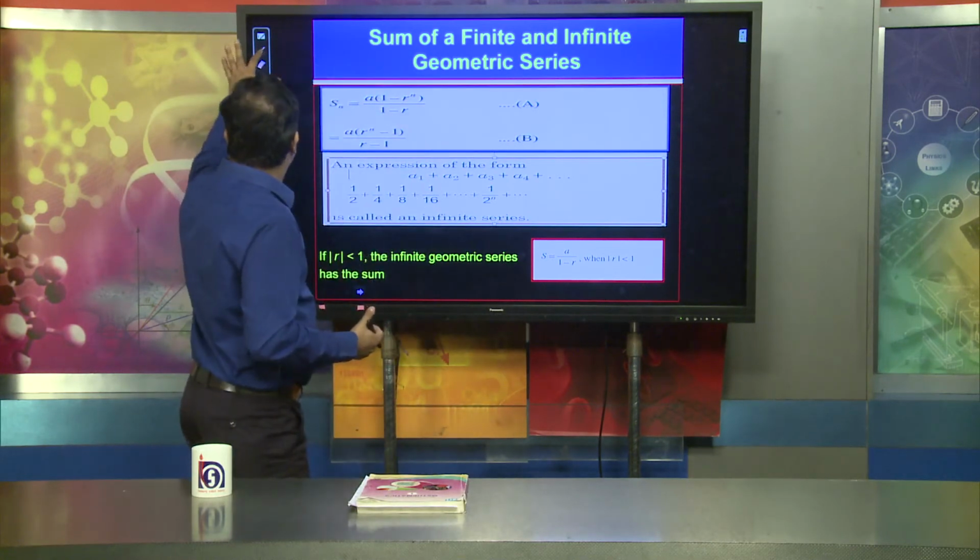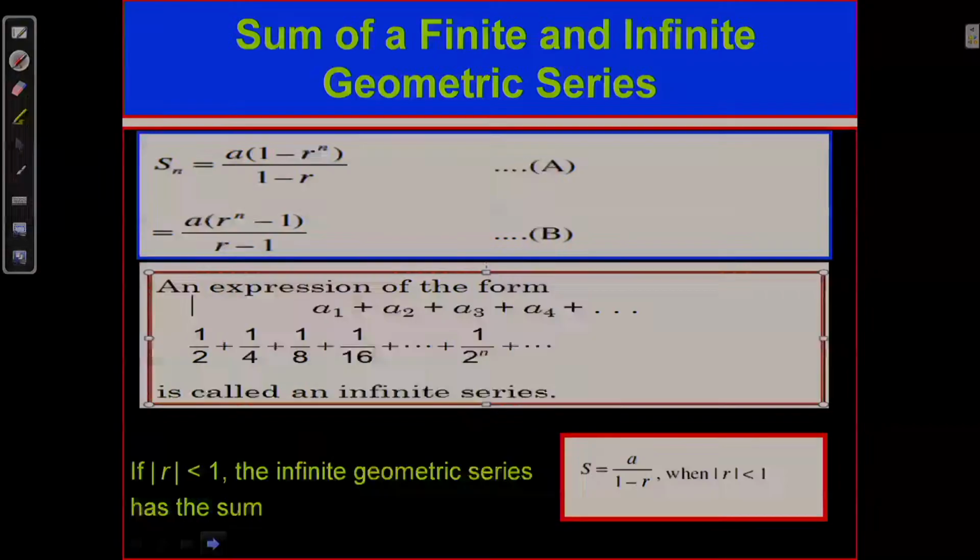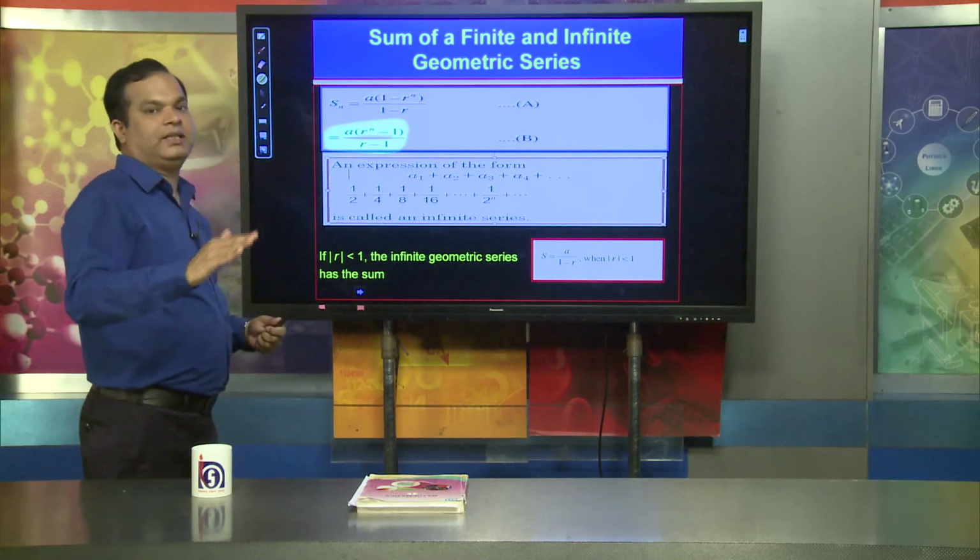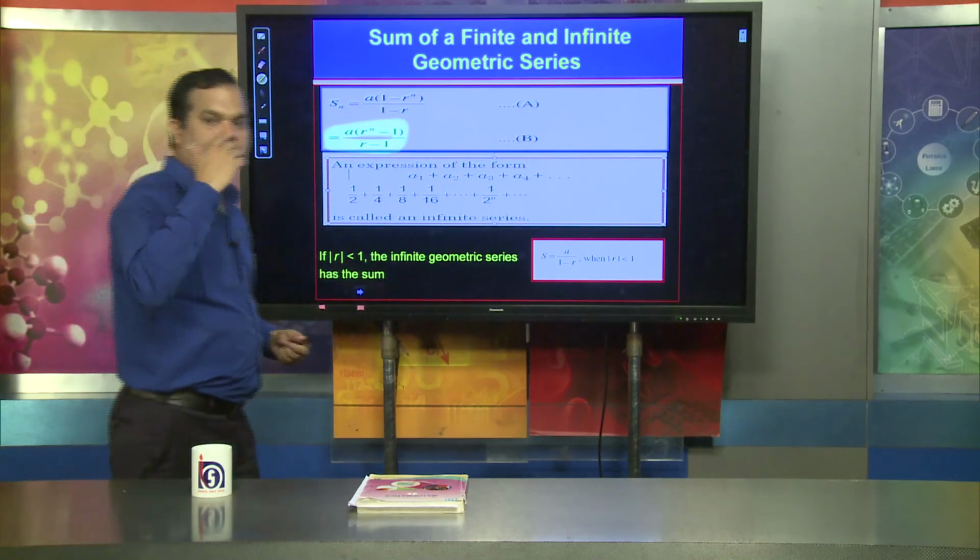S_n stands for the sum of n terms. The sum of n terms of a finite geometric series is S_n equals a (r to the power n minus 1) divided by (r minus 1). That is the finite series formula. For the infinite geometric series there is a different formula.